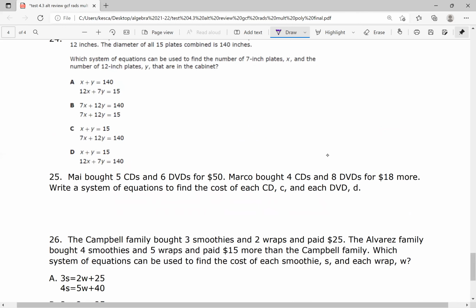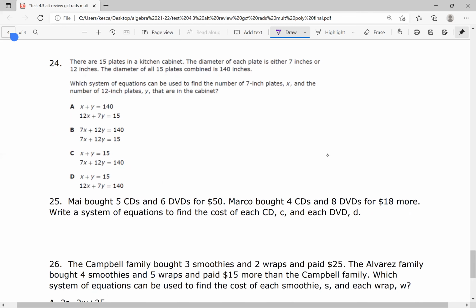Okay, so they're asking you to write a system of equations. Remember, that's two equations, and you're going to have two variables in each. So let's look at the first one here. There are 15 plates in the kitchen cabinet, so we have a collection of plates. Altogether, there's 15. The diameter of each plate is either 7 inches or 12 inches.